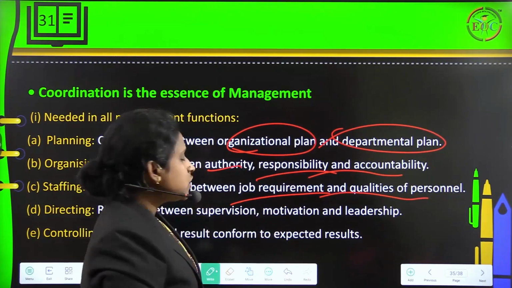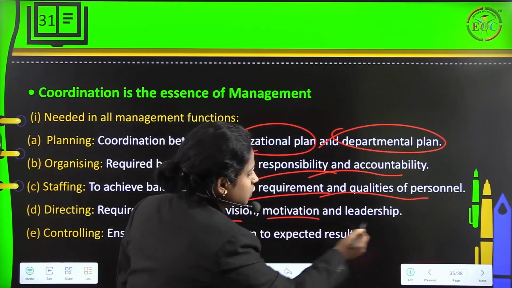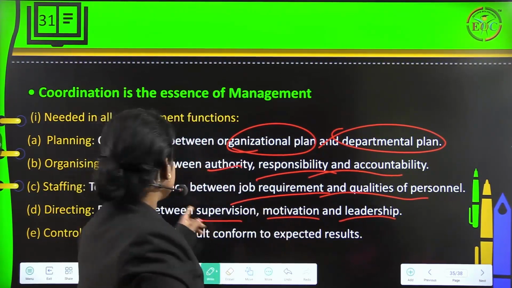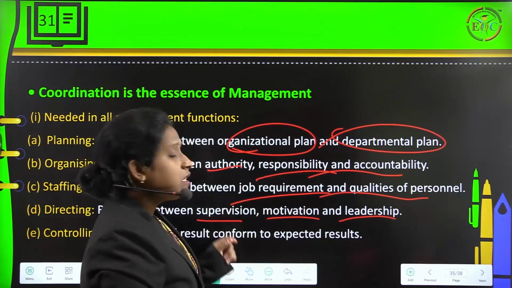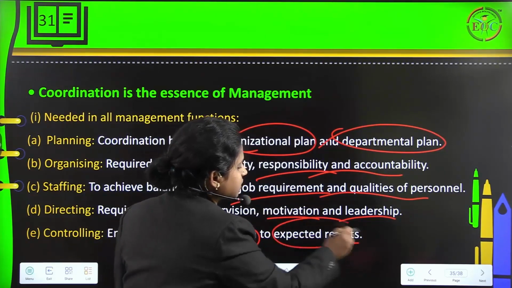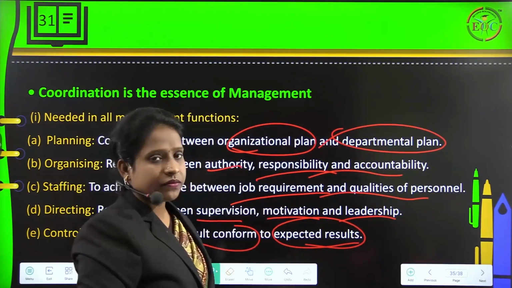Right. Then directing is what? Directing is required for the purpose of supervision, motivation and leadership. So these are the purposes for which we need directing. Fine. And the last one is controlling. Controlling ensures what? The results conform to expected results. Fine. So these are the functions that are required.